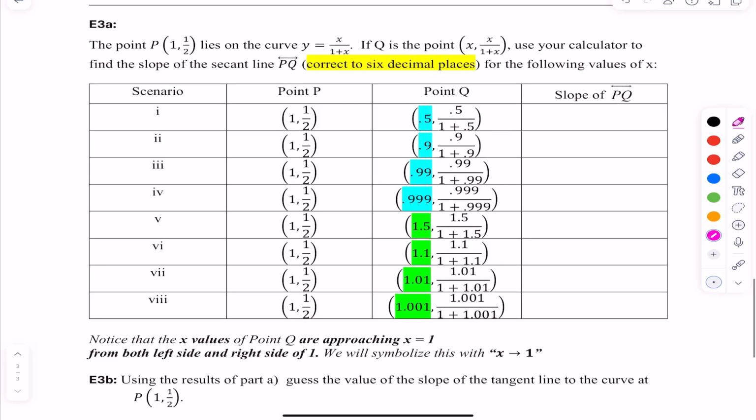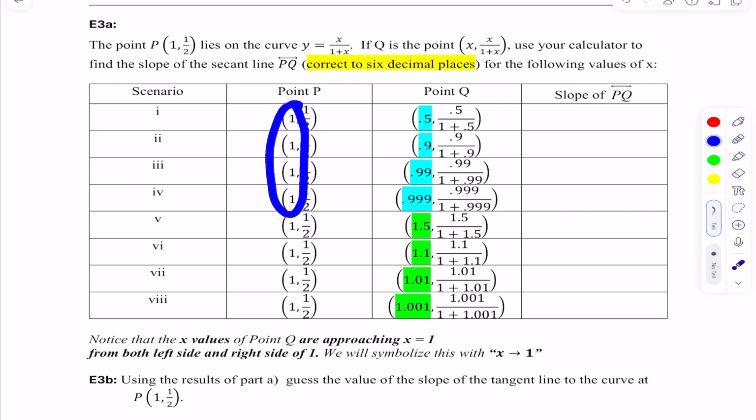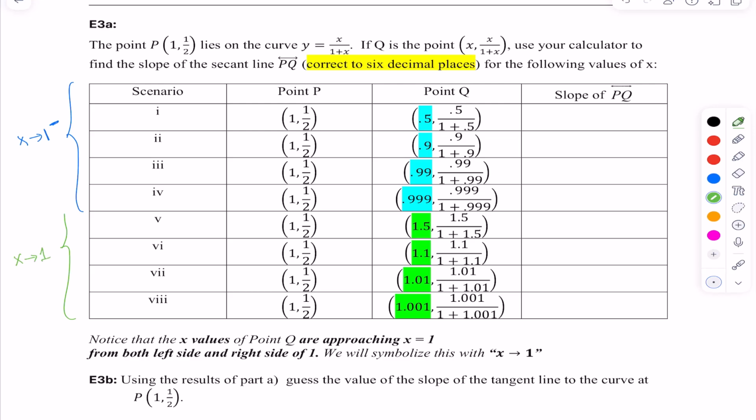One more example, very similar, but this time we're just looking at algebra. We're looking at a rational function from algebra, and we're going to approach this point P from both sides, the x value equals 1 from both sides. So we're going to first approach x from the left-hand side. So x approaches 1 from the left-hand side. And we're also going to approach x positive 1 from the right-hand side.